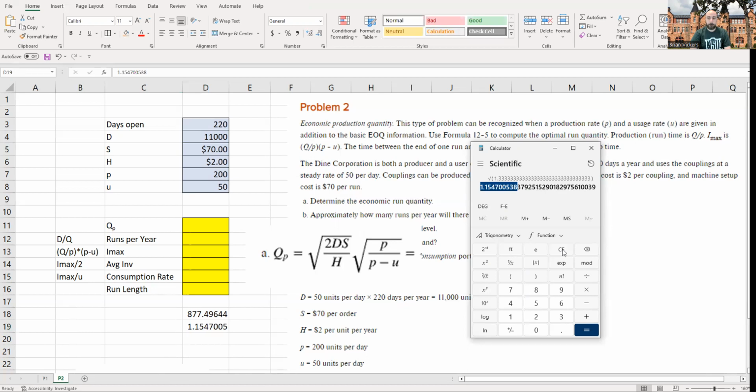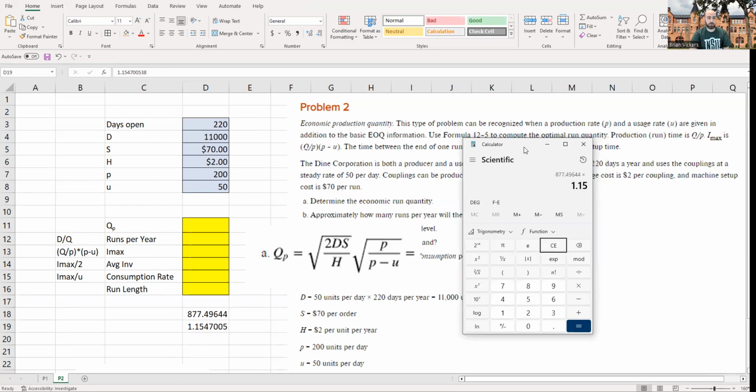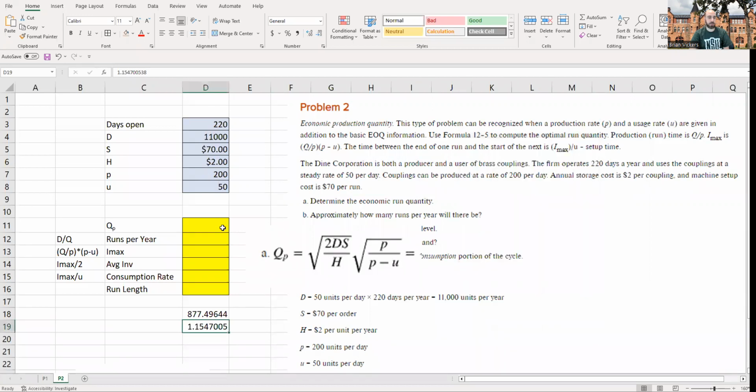All right. So now we have the number. I didn't feel like it was small enough. I thought it was closer to 1. All right. So we got 877.49644, which is the square root of this here, times the square root of this here, which is now here, 1.1547. There we go. And we get 1013.24. So let's round it to the nearest whole number, 1013.